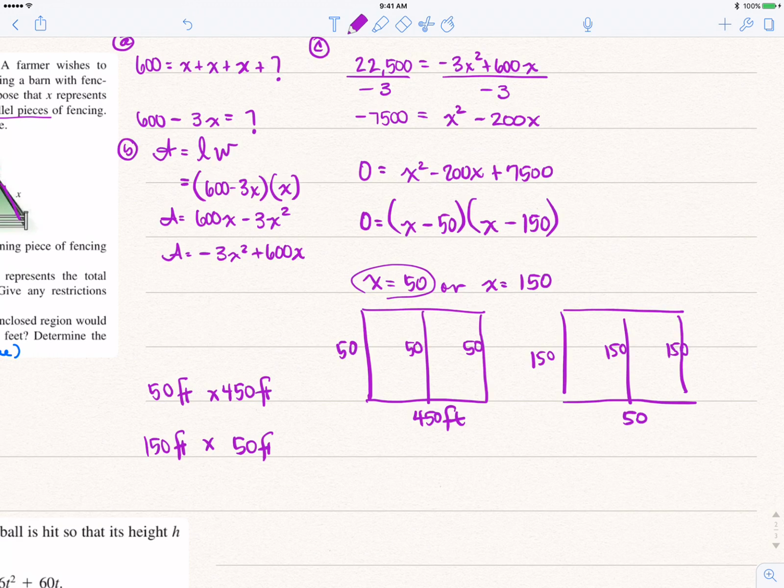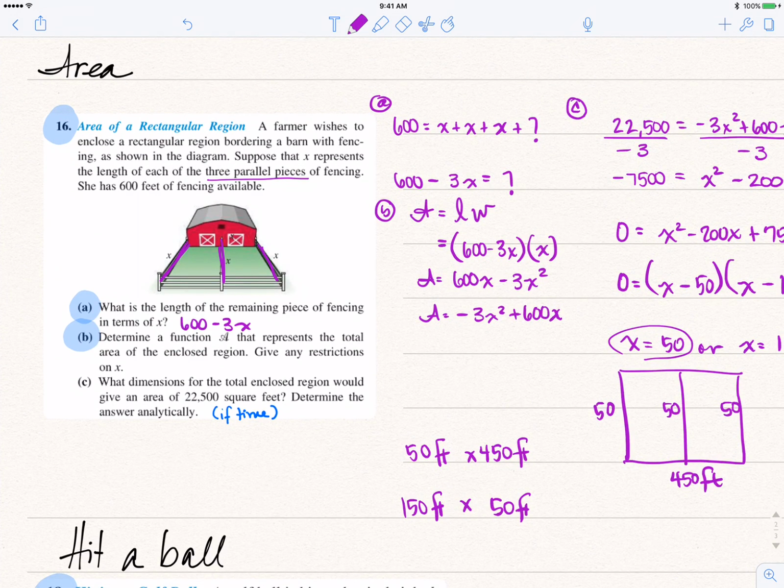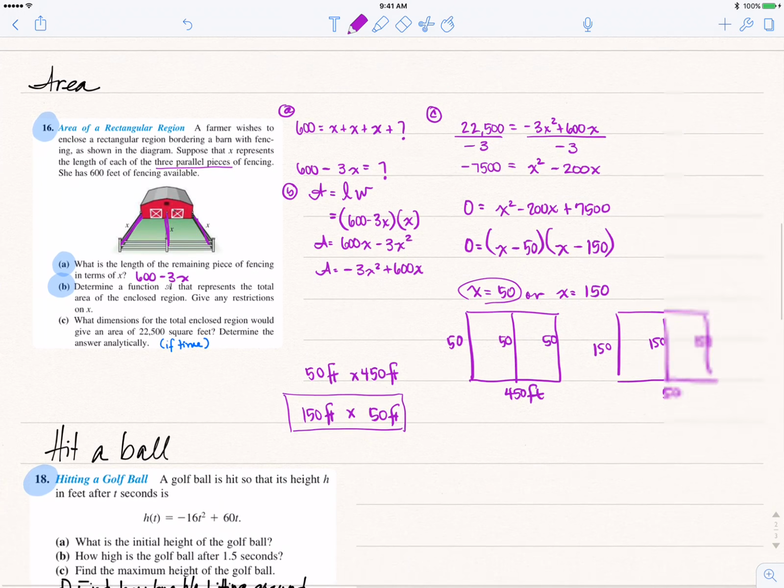Which one is more realistic? Quite frankly, I don't know. I'm not a farmer. I'd have a hard time believing, though, that a barn was actually 450 feet wide. And notice that our barn is the same width as our fence is. So if I had to guess, I would say that the more likely option was the 150 by the 50 foot. But again, I'm not a farmer and I've never actually measured a barn. So take it or leave it.